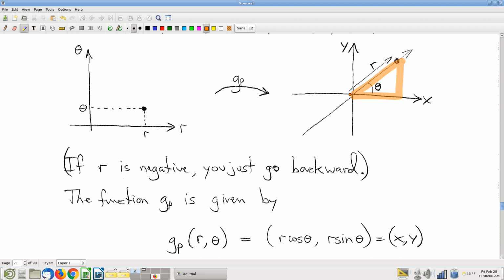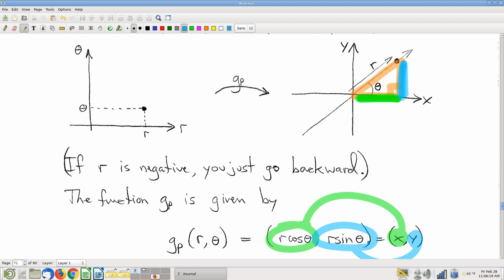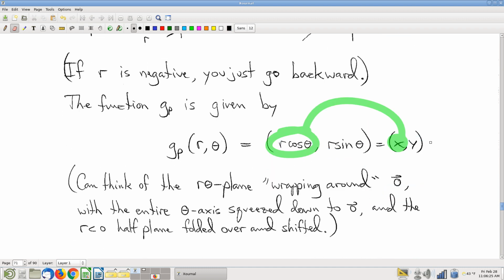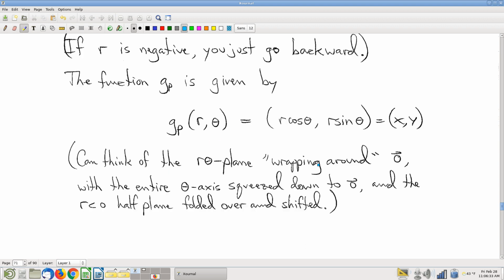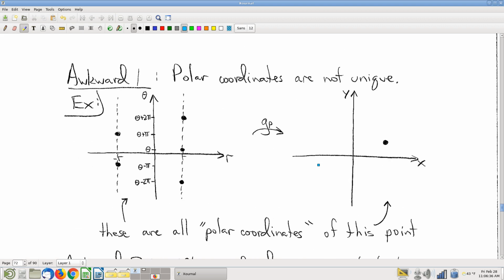Draw that triangle, that right triangle, and persuade yourself that x is r cosine theta, and y is r sine theta. Just a little trig. Y'all can do that. Easy argument. And so now we have an explicit formula for our polar coordinates function. So I'm going to call this the polar coordinates function. Okay. All right. So some little details to talk through.